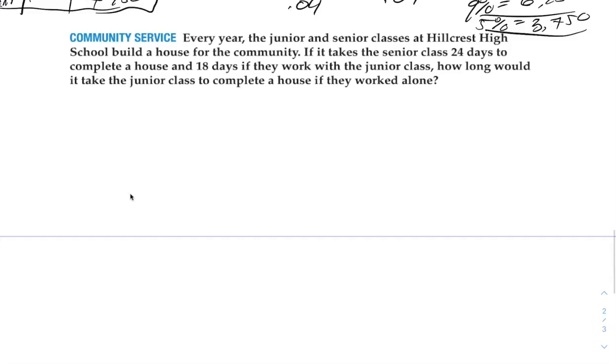Last problem. Each year, the junior and senior class of the Hillcrest High School build a house for the community. If it takes the senior class 24 days to complete a house and 18 days if they work with the junior class, how long would it take the junior class to complete the house if they work alone?